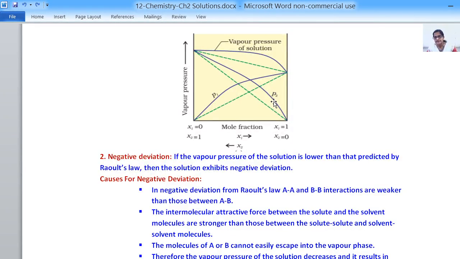Next, we will see the plot of P2 versus chi2. As per Raoult's law, the green dotted line shows the expected vapor pressure. But actually, our vapor pressure is much higher than that predicted by Raoult's law, and so this purple line shows the increase in the vapor pressure. So that's about P2 versus chi2. Now finally, the total vapor pressure. The expected total vapor pressure is shown by the dotted line, but actually the total vapor pressure is much higher than that predicted by Raoult's law, and that is indicated by this purple line. So this is the graphical representation for positive deviation from Raoult's law.